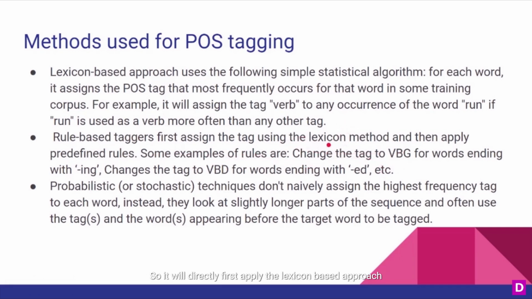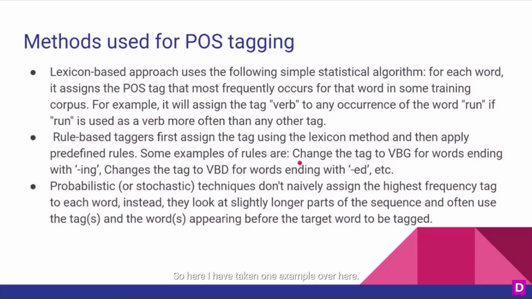So it will directly first apply the lexicon based approach to tag a given word with the associated POS tag, and it will try to verify the tag again based on certain rules which we have defined, and it will try to change the tag to be more accurate. So that's what is more important over here. So there are two steps, right? You can clearly see that. So it will try to tag it first with a lexicon approach, and it will try to correct the tag, or modify each tag based on the given set of rules.